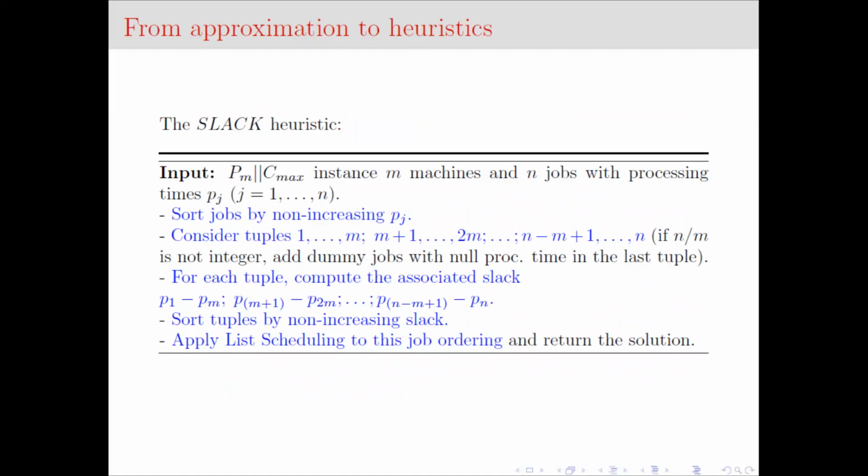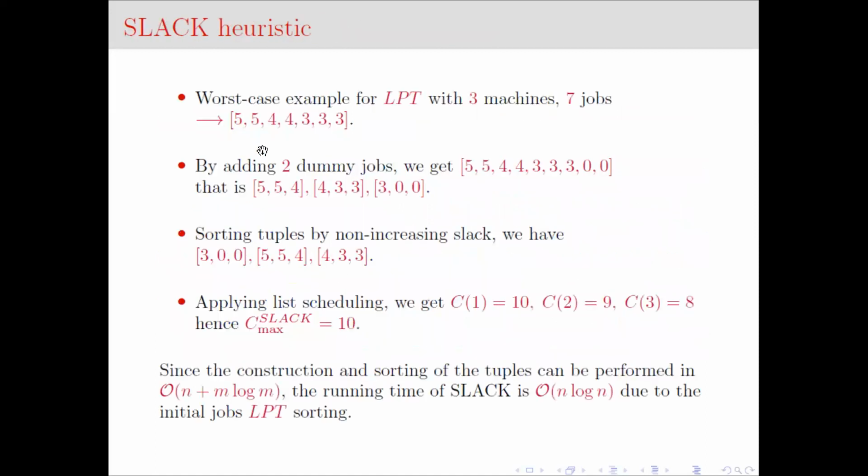Exactly, it's the same thing. We need to sort the tuples. So in our example here, this corresponds to the fact that for 3 jobs, we're going to add 0, 0 here. So you see the tuples are 554, 433, 300. This implies that this difference is larger because 3 minus 0 is equal to 3. And then those two have the same value. So in this case, this is the sort we have, and this is the list scheduling that we get. And actually the solution we get is slightly better than LPT.